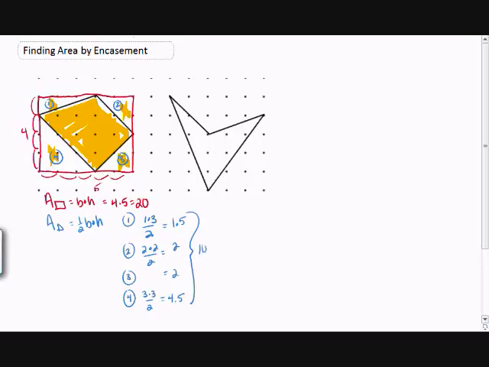So to get our total area, we're going to do area equals the area of the rectangle minus the area of all triangles, and that's going to be 20 minus 10, which is 10 units squared. That's the area we're left with. So the shape has an area of 10 units squared.